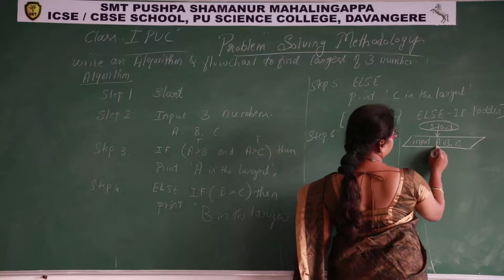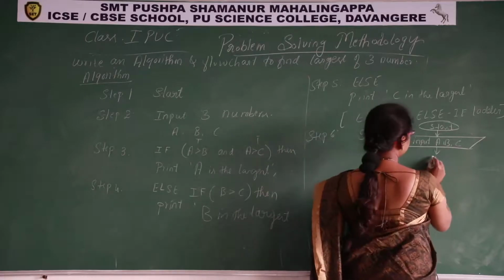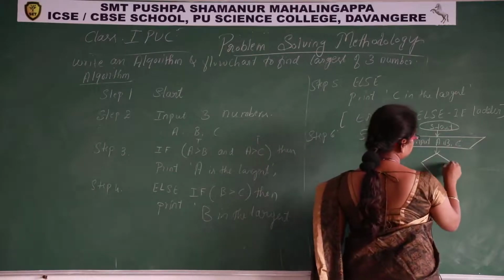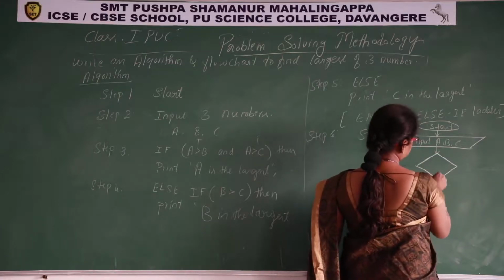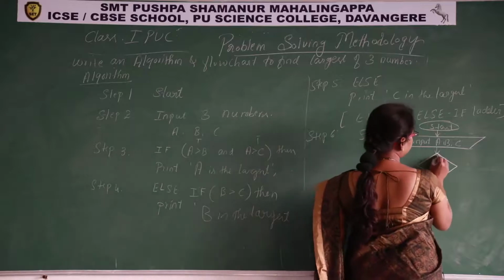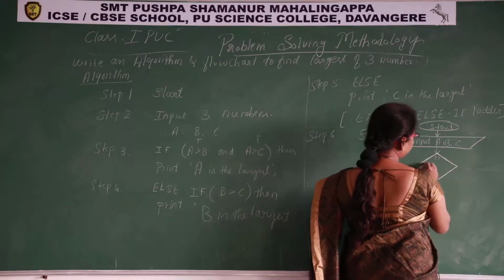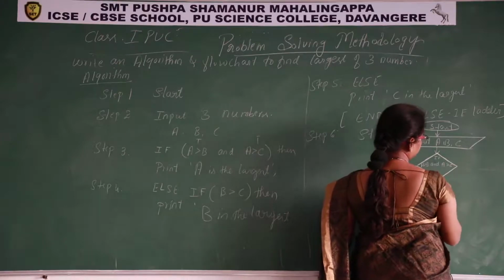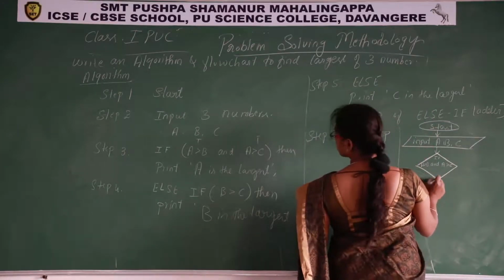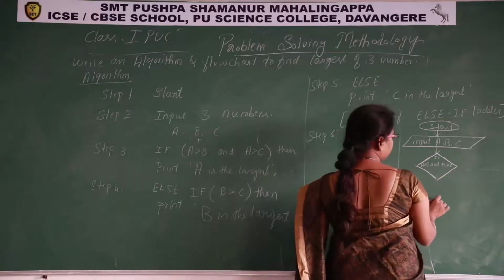Next, comparison. Rhombus, no? How to write: if A greater than B and A greater than C, then what does it have to display?